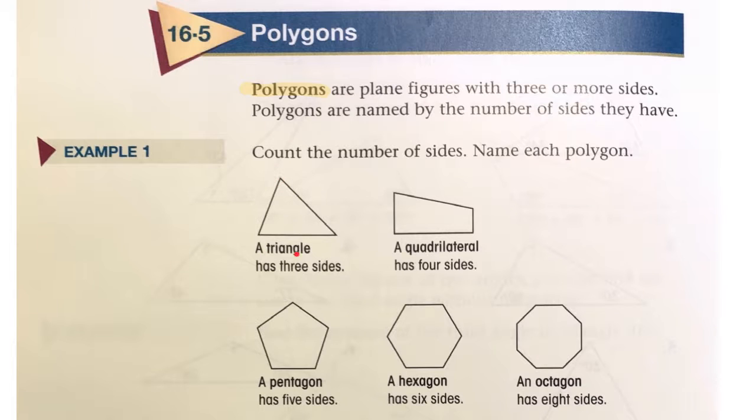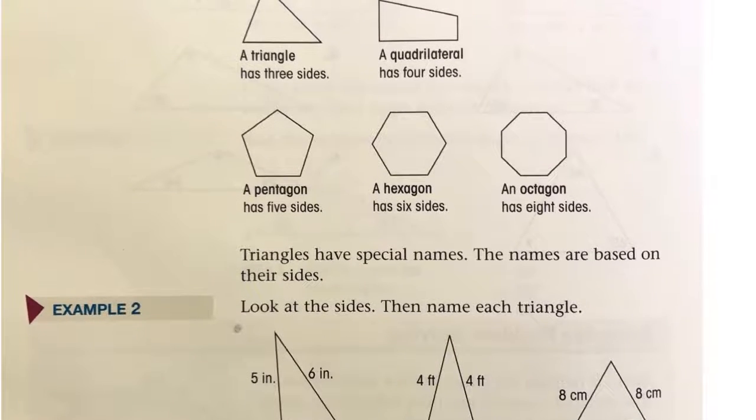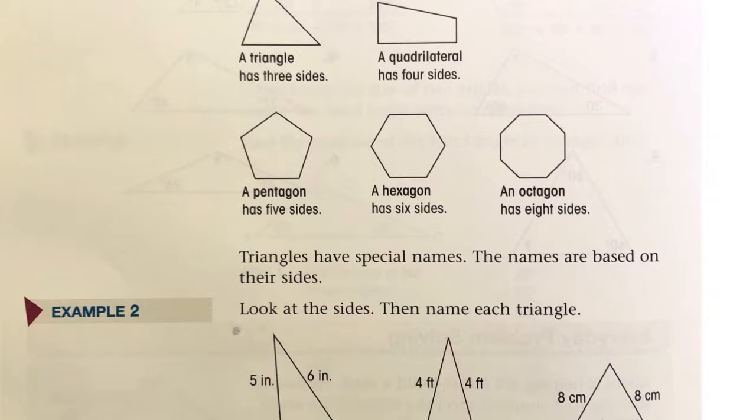3 sides is a triangle. 4 sides is a quadrilateral. 1, 2, 3, 4, 5 sides is a pentagon. 6 sides, 1, 2, 3, 4, 5, 6 is a hexagon. And then an octagon, like an octopus, has 8 sides. 1, 2, 3, 4, 5, 6, 7, 8.